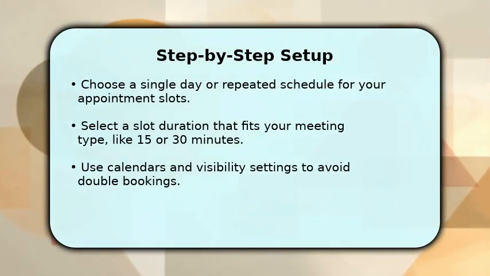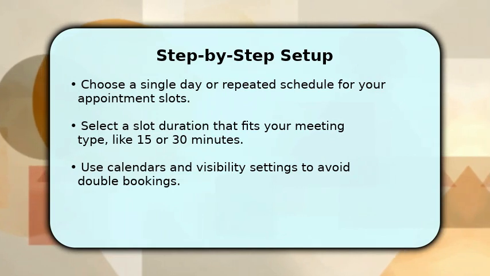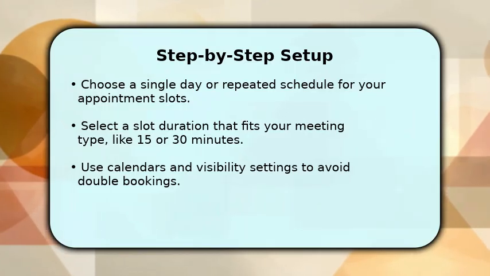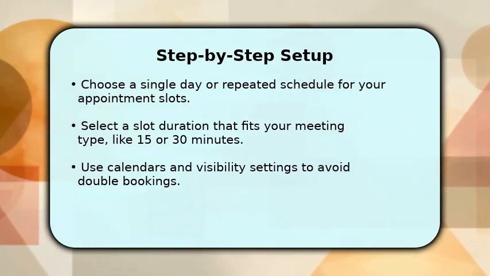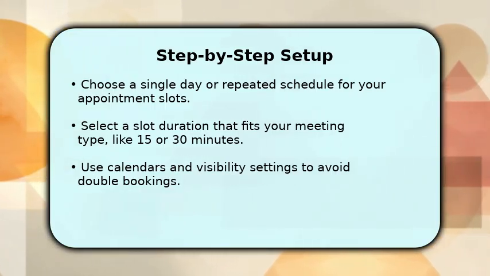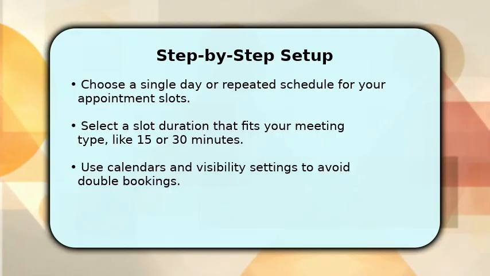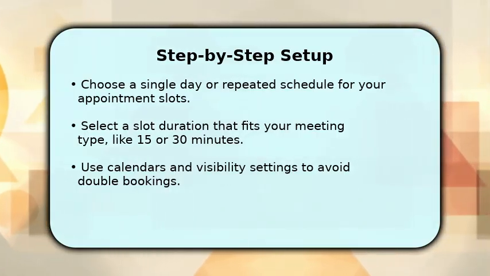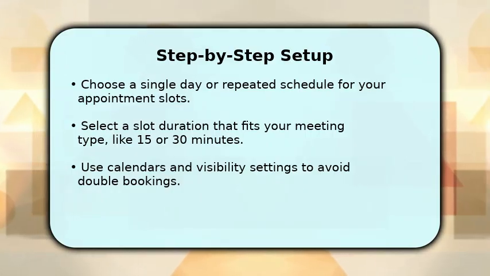Click the appointment slot event and choose Edit Details, then specify slot duration, location, and add a description to guide guests on what to expect. Use the More Actions menu to duplicate slots or change visibility, and add buffer time between slots by manually adjusting start and end times to prevent back-to-back bookings and reduce overruns.